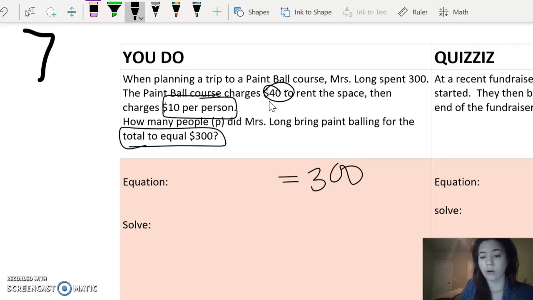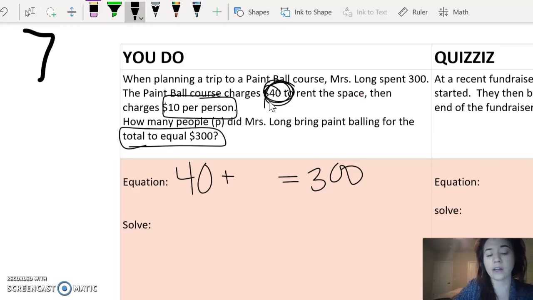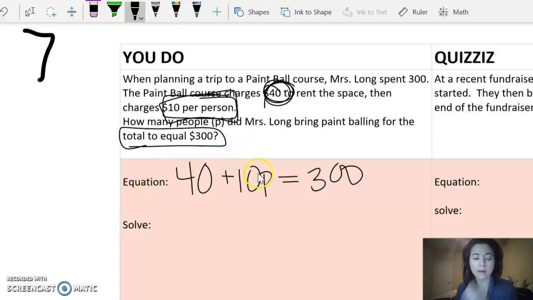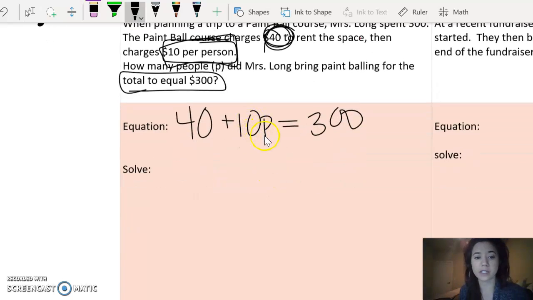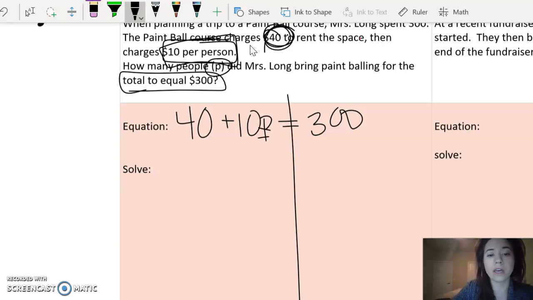Setting up the equation, hopefully you remember it's always like a number plus a number that's being multiplied by your variable. Okay, so right away, I know that like 40 is our initial value. That's where we're starting. And then on top of that 40, we're paying $10 per person. So the 10 is being multiplied by the P, because if you have one person, it's $10. Two, it's 20. And then now we're going to figure out how many people I invited. We're going to solve for P people.